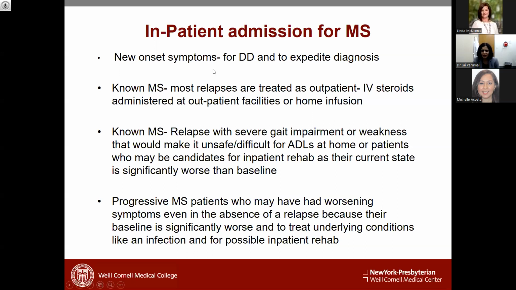Another reason a relapsing patient might end up in the hospital is because their relapses are bad, that cause problems with gait or they cannot see, or because we think they might benefit from rehab after the acute treatment. But for the most part, relapsing patients who have a relapse, we manage them as outpatient. We can do steroids as outpatient. We can even do home infusions, or they come as outpatient to the MS center. They get their infusions, go home.